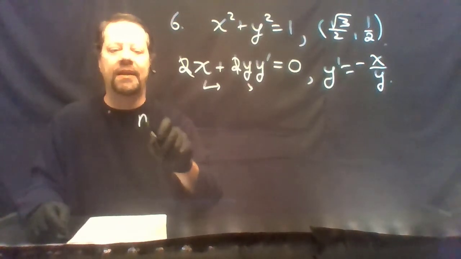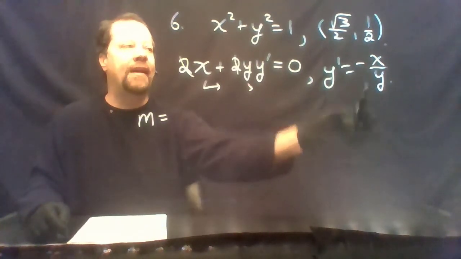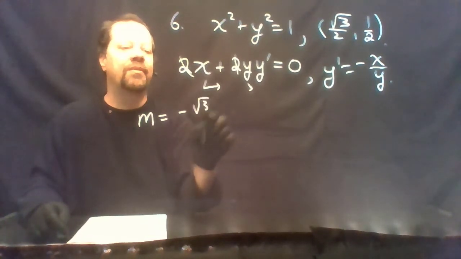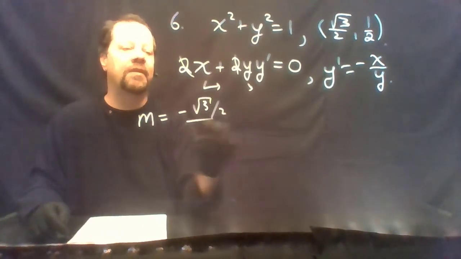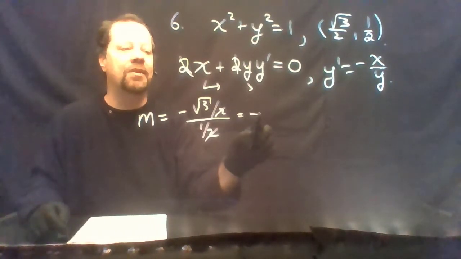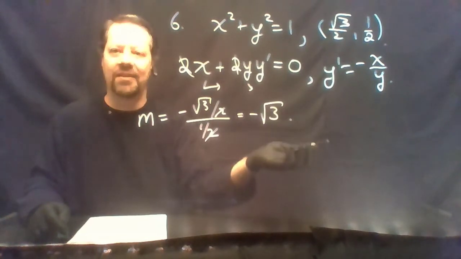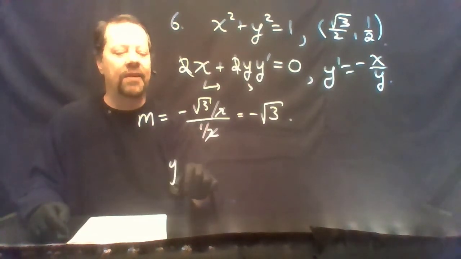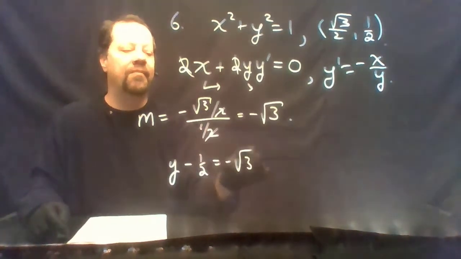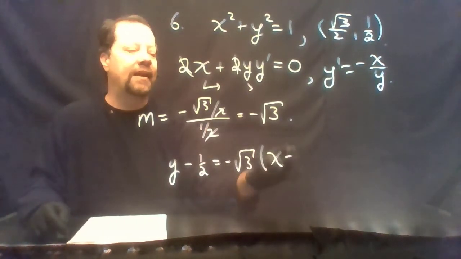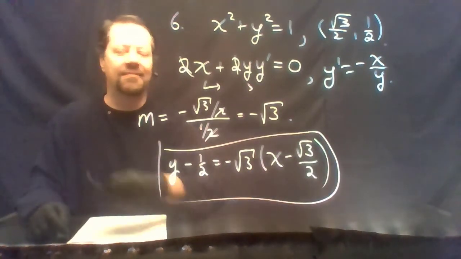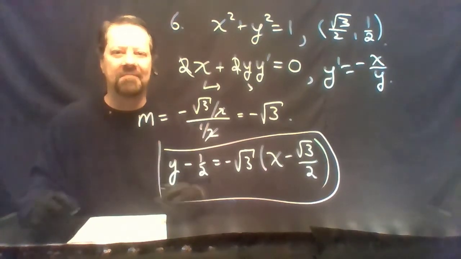The slope that we seek is the derivative evaluated at the point in question. That's going to be minus root 3 over 2 divided by 1/2. The 2's, of course, cancel, and the slope that we seek is minus the square root of 3. The equation for the line, then, is y minus 1/2 equals minus root 3 times the quantity x minus root 3 over 2. The point-slope form of a line.